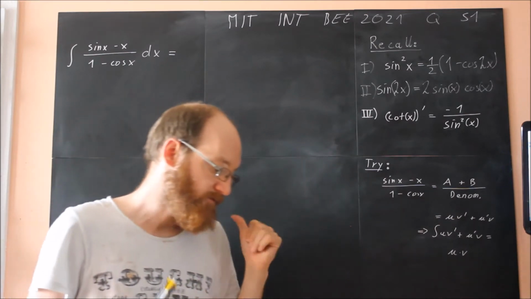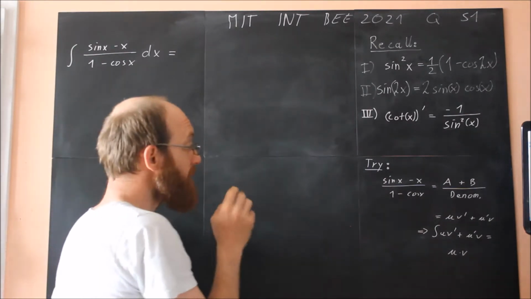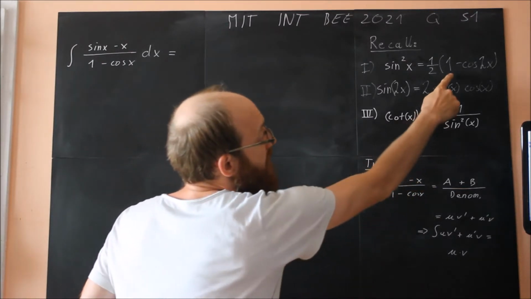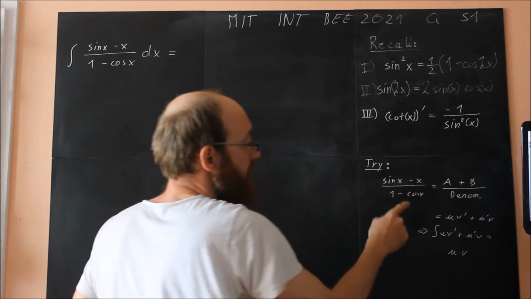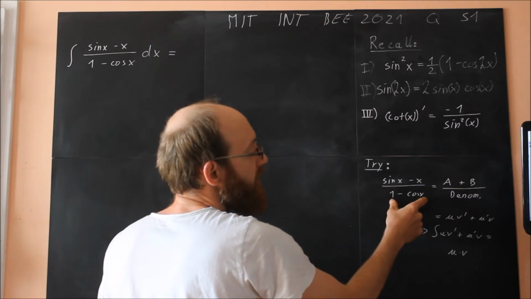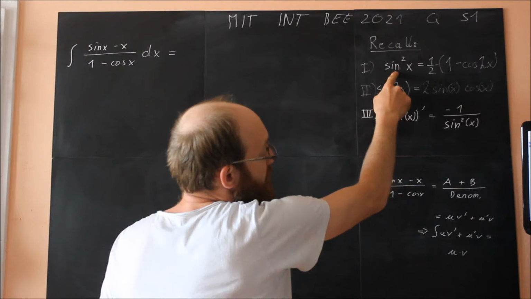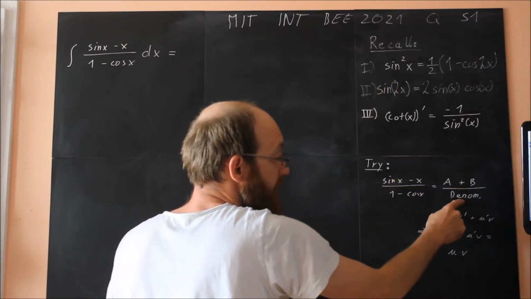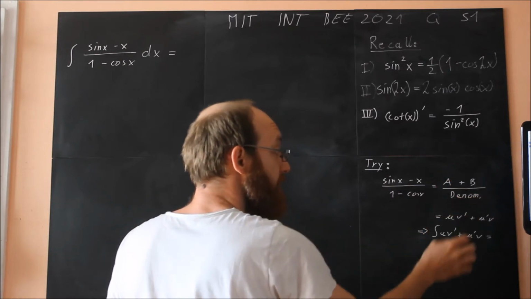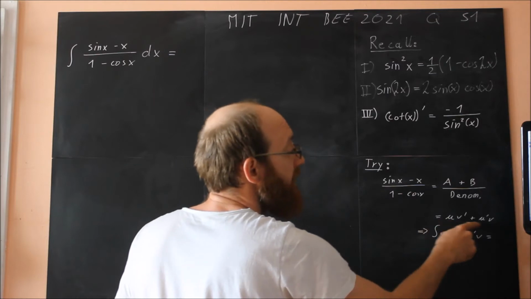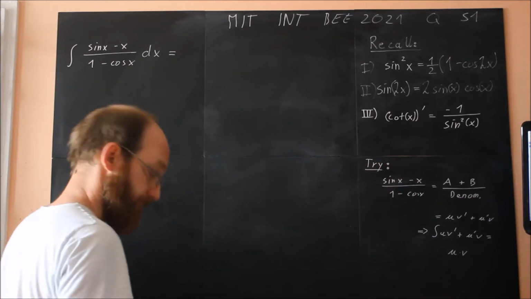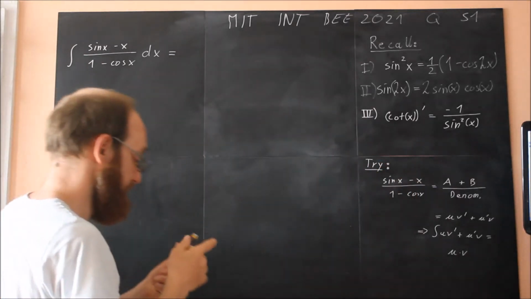What is our plan to solve this? Because this 1 minus cosine reminds me of the power reduction formula, my goal is to rewrite the denominator in one single term, then separate the fraction, and then hopefully we can apply the product rule for integration. Okay, this is my goal, and we will see what we can do.